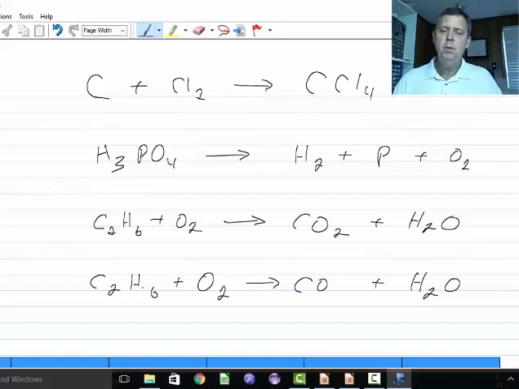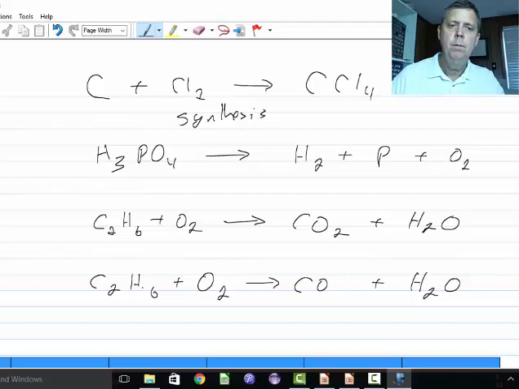All right, for these, you should hopefully know what types of reactions these are now. So we'll go through them first. Of course, this is a synthesis reaction. This will be decomposition.